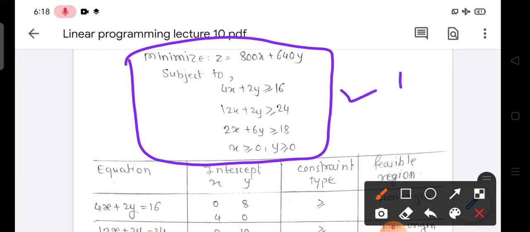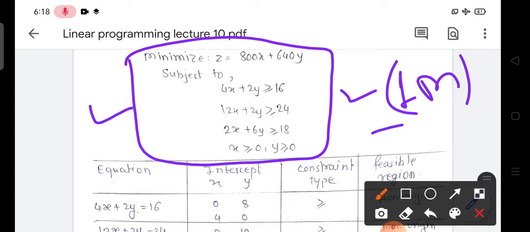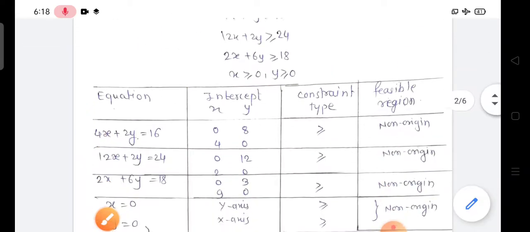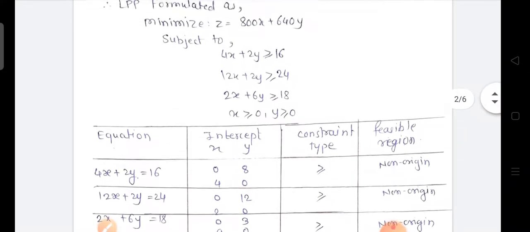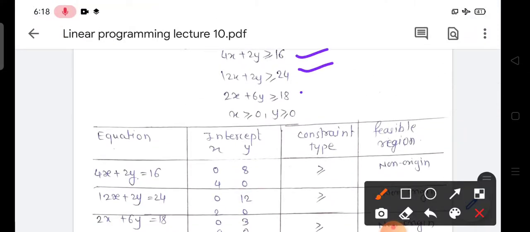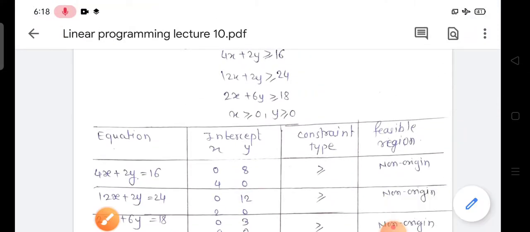For this, 1 mark is there. If a wording problem is there, then the formulation of the LPP is for 1 mark. Now next, once we finish with the LPP formulation, what is the next step? To find the intercepts and the feasible region, that is where the solution belongs. So we'll write here the equations, their intercepts and constraint type.